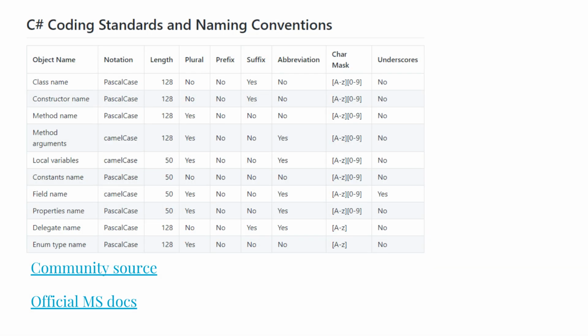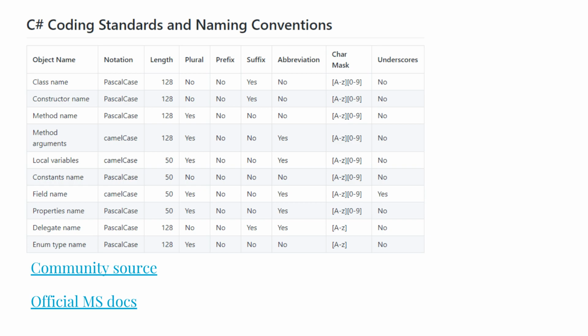So yeah. And if you're curious about language conventions, specifically about C#, you should visit either of these two sources. The first source is made by the community on GitHub. And the second one is the official Microsoft source. Those show standards and conventions, how you should name your things. And in this chart you can see the most basic and typical conventions for C#.